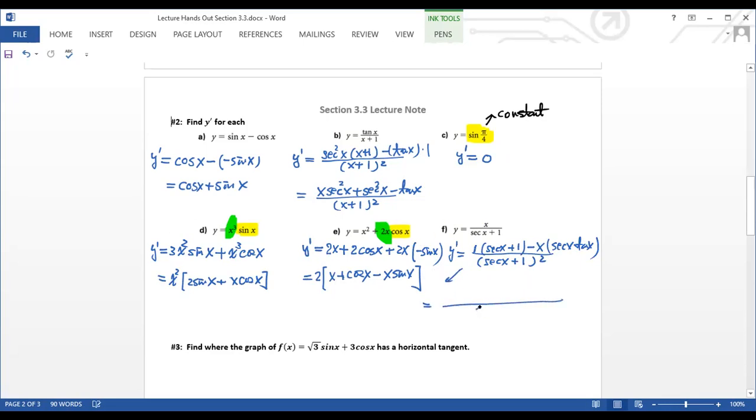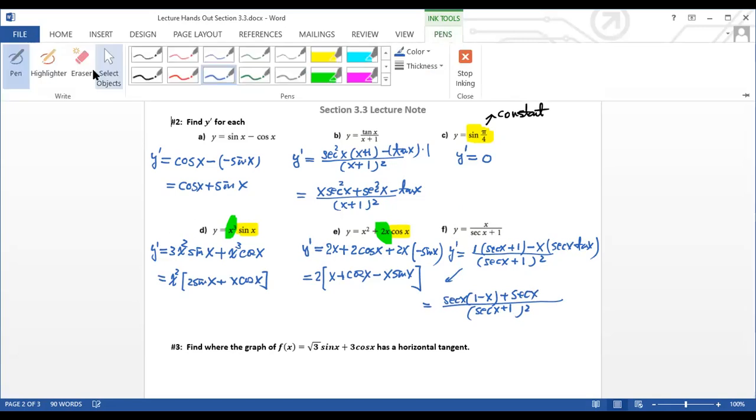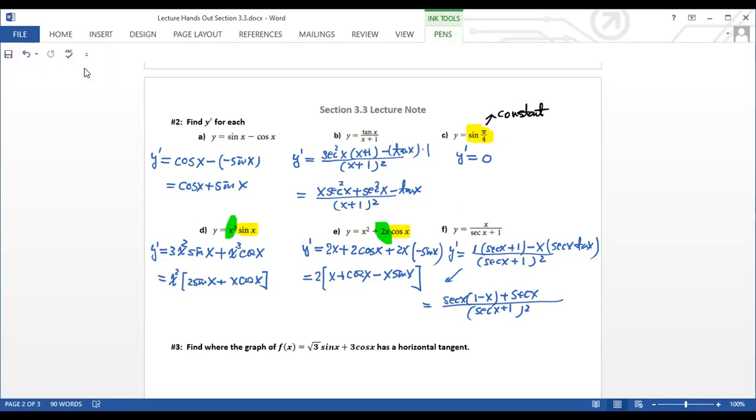So you will say this is over secant x plus 1 squared. So secant x and this secant x, you can factor out the secant x. So it's 1 minus x, and you have 1 over secant x, right? So then it's plus the secant x, or plus 1, I'm sorry. Okay, then you can have this 1 here, right? Hold on, this one is not right. Okay, then it's minus.